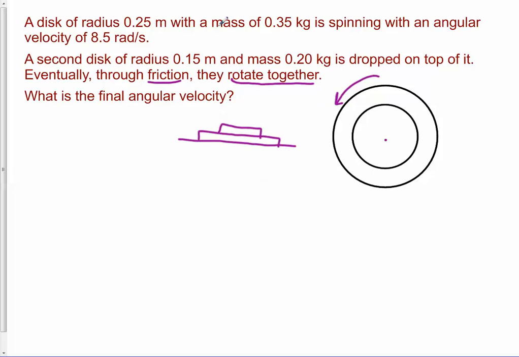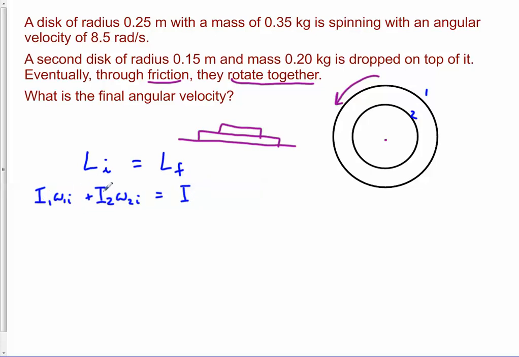So what we can do is use Li equals Lf. Angular momentum beforehand equals angular momentum afterward. So we have disk number 1 and disk number 2. So we'll have I1 omega 1i plus I2 omega 2i, and then equals. So actually, let me talk about this.